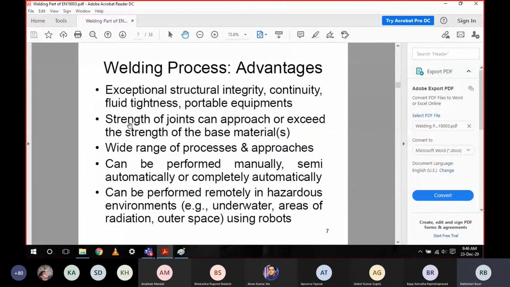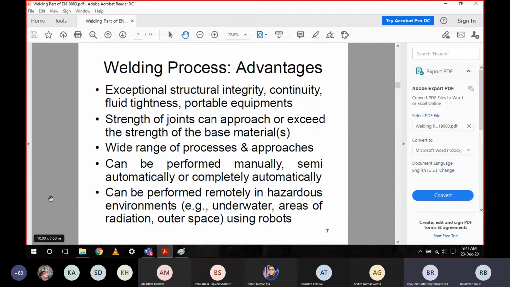Now fluid tightness. When the metal is molten, liquids have surface tension and other properties. So fluid tightness at the molten state means you don't have to worry whether it will fill the gap or not. With the property of surface tension, it will tighten itself in the cavity. Now portable equipment, you can carry wherever you want.